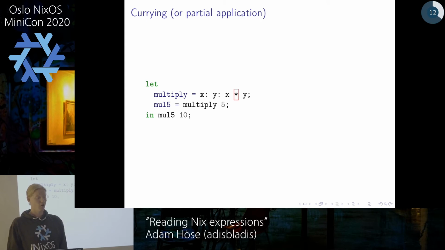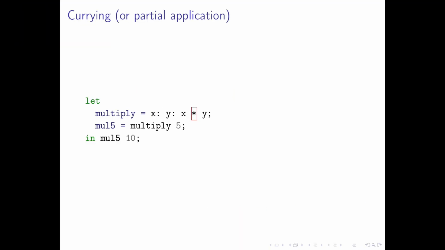We have currying, which is really, really cool, which means you can take a function, apply a single argument. What you get back is a new function. So in this case, mul5 would return 50 because we have statically said mul5 applies 5 to multiply. And so what you can really think, yeah.